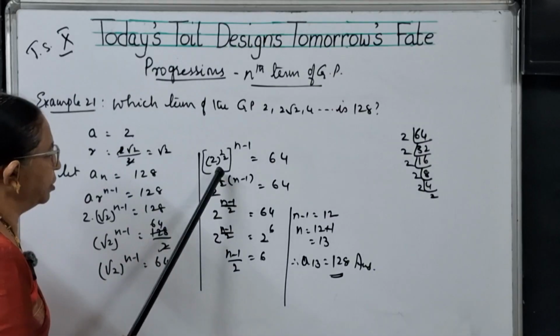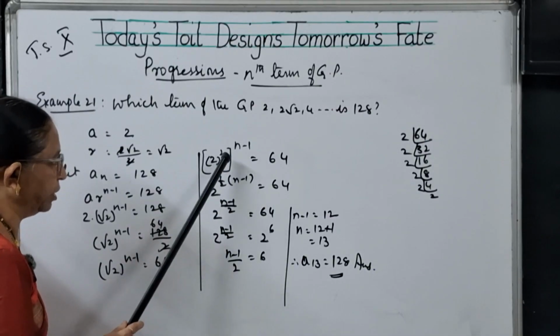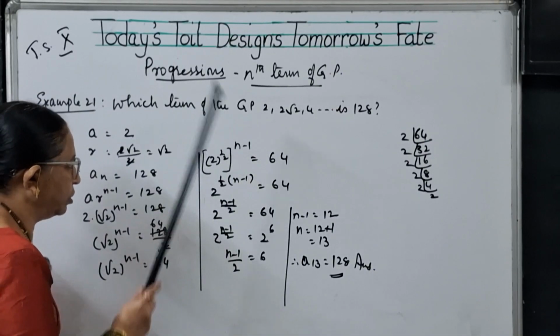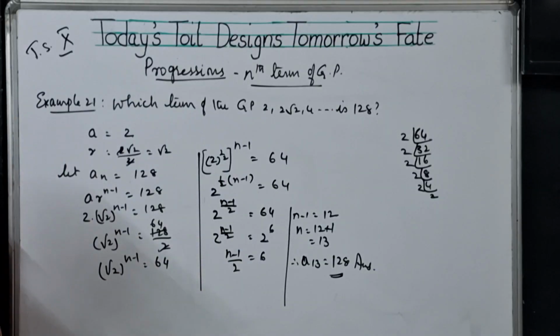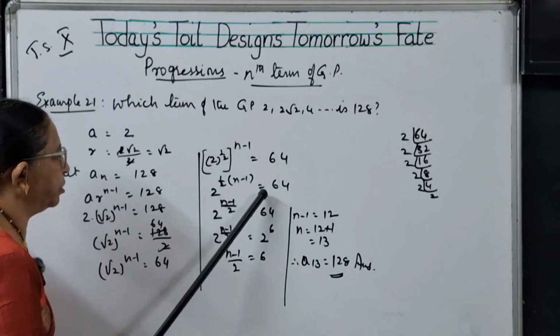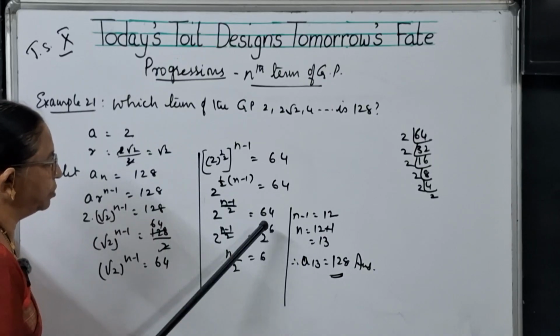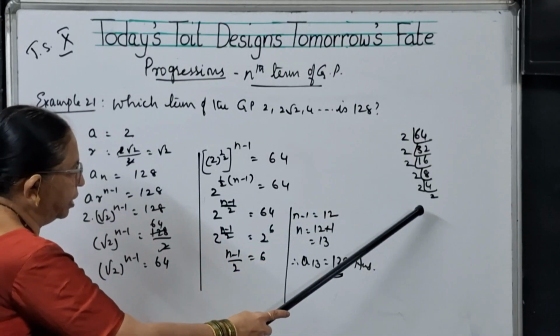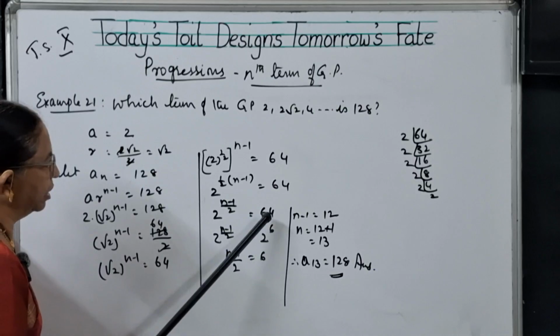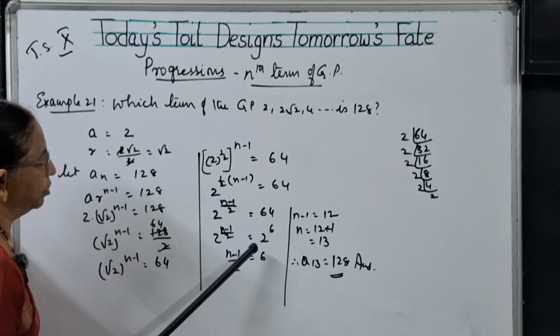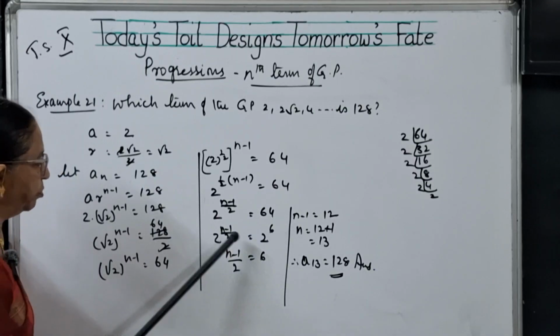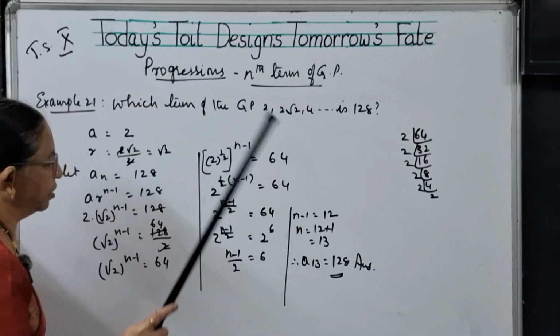That means 2 to the power of half into (n minus 1), because a to the power of m, whole to the power of n, is a to the power of mn. So 2 to the power of half into (n minus 1) is 64. That means 2 to the power of (n minus 1) by 2 is equal to 64. Prime factorization I have done, so that I can make it as base 2. So 2 to the power of 6 I have got. Bases are same and equal, so powers are also equal.